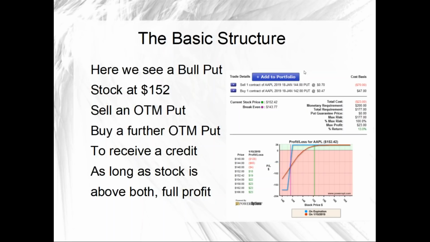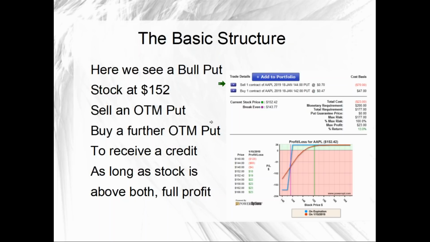What I may enter if my sentiment was bullish on Apple over the next 10, 12, 15 days is we may sell the 144 put for the 18th of January expiration. We're going to take in a premium of about 70 cents. If we did this alone, it would just be a naked put. And we'd have to maybe put up the full margin requirement to buy shares of stock at 144 at our broker.